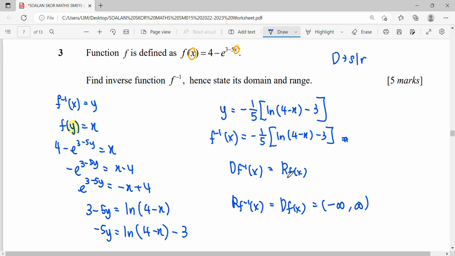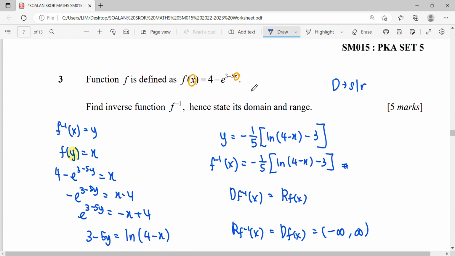Meanwhile, for the range, if you look at the graph of the exponential, sometimes it is up, sometimes it is down. So it will be only some part of the graph. For range, we can cover the exponential part. Then you can notice that this exponential is negative, which means it starts from negative infinity. The maximum value is 4, not included, because that 4 is the horizontal asymptote of your exponential. So your range will be negative infinity until 4.